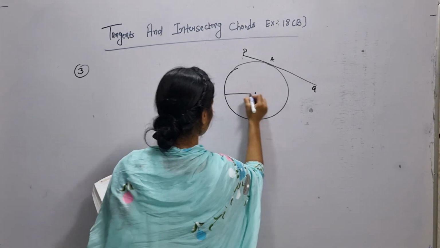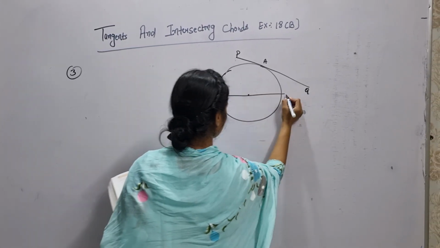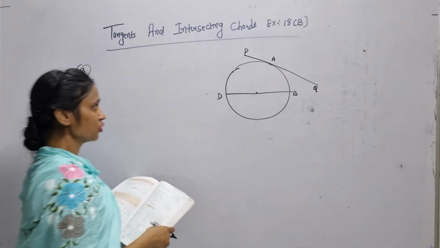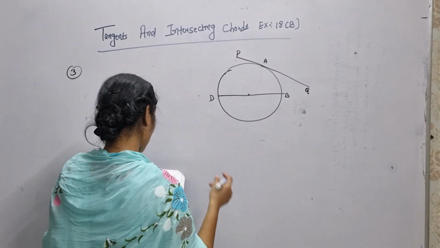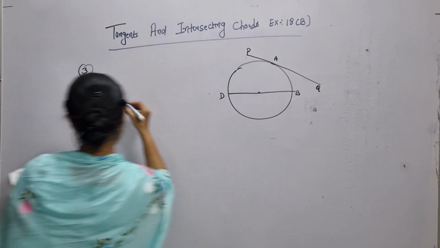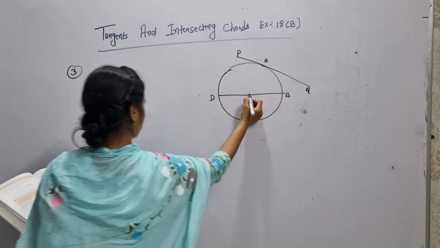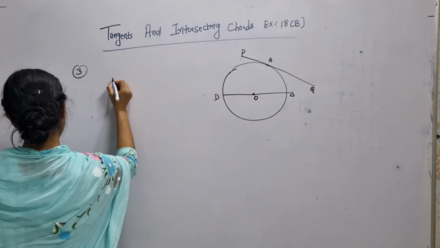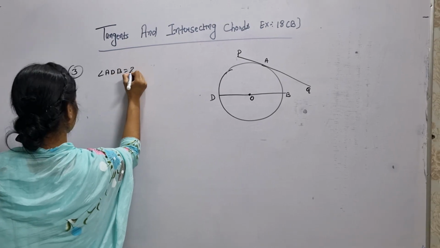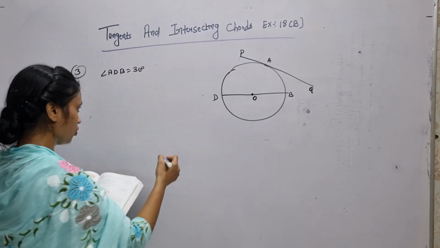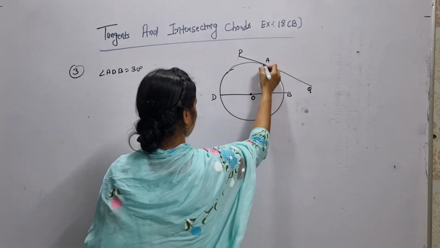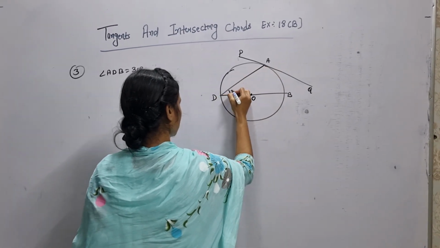BD is a diameter. O is the center of the circle. Angle ADB is equal to 30 degrees. ADB, this is 30 degrees.